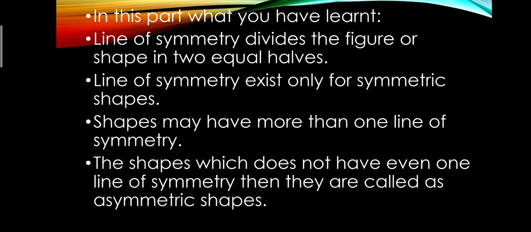We'll move ahead. So in this part, what have you learned? Line of symmetry divides the figure or shape into two equal halves. Line of symmetry exists only for symmetric shapes. Shapes may have more than one line of symmetry. The shape which does not have even one line of symmetry is called an asymmetric shape. That means it is not a proper shape to be divided into two equal mirror halves. I hope students, you have all understood well what symmetrical shapes and lines of symmetry are, right?